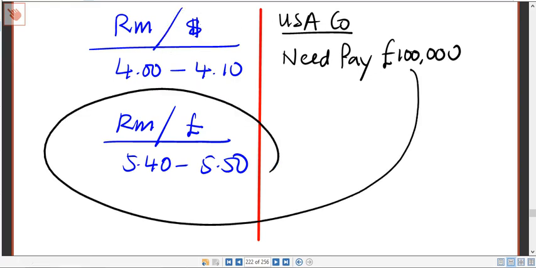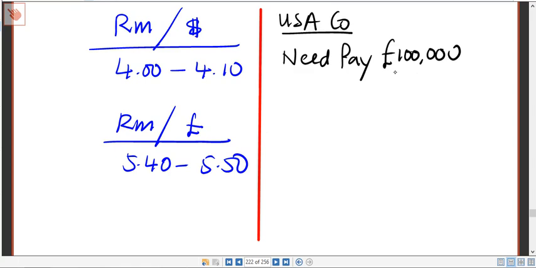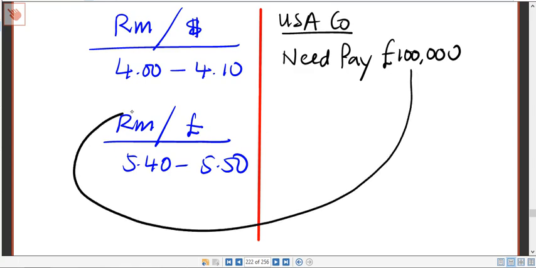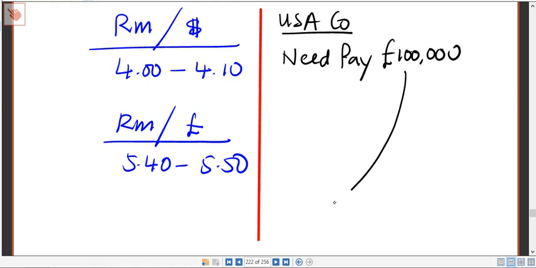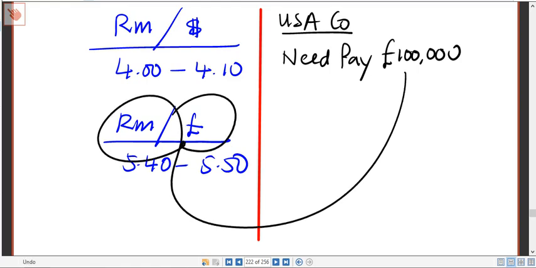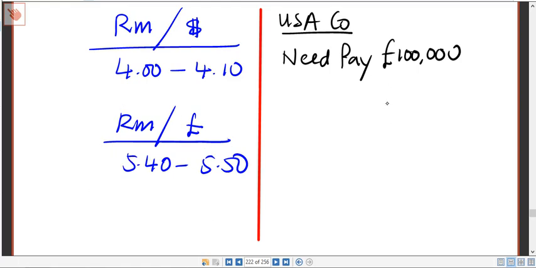You need to go to Malaysia first. You go to Malaysia first, get the ringgit equivalent. So if you want to pay pound, first you need to find what? You want to find ringgit. Multiply or divide? Multiply. Very good. You need to multiply.